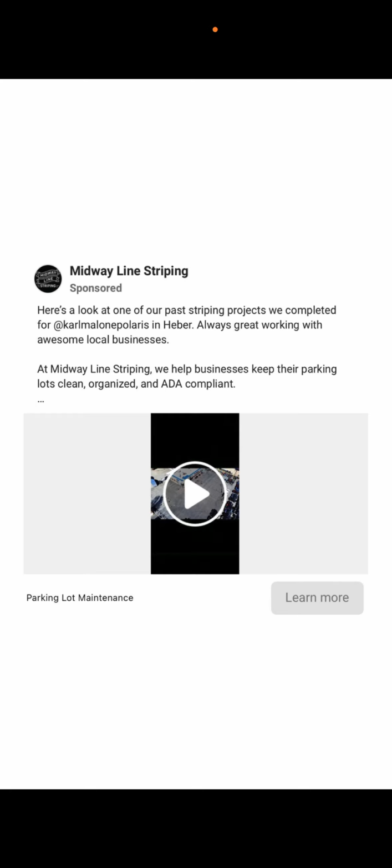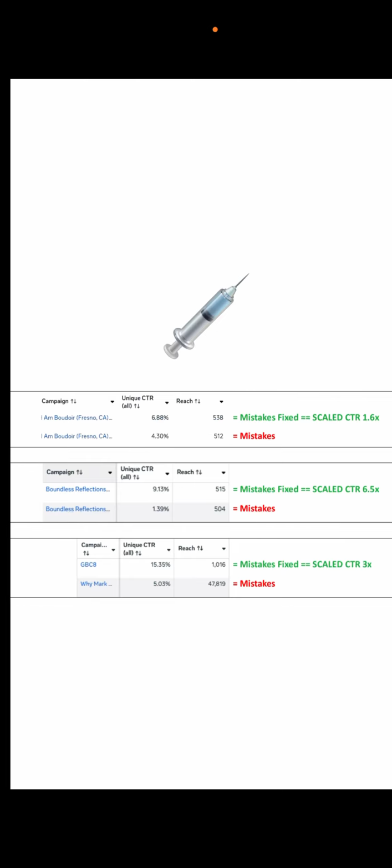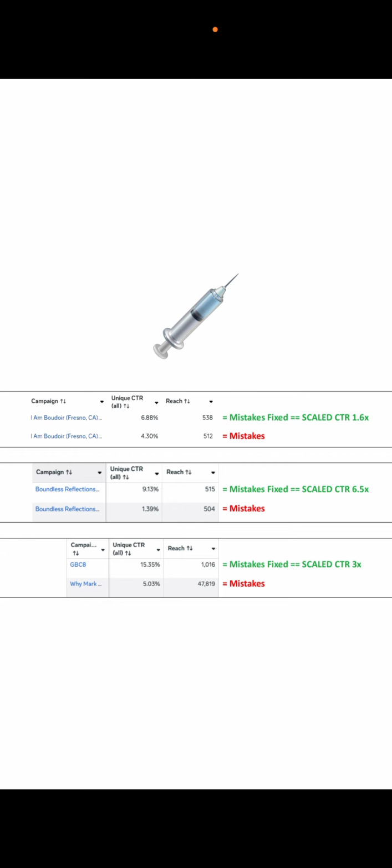All right, going to point out a few things here that are slowing down y'all's Facebook ad results. But first, some proof of other ads I've fixed up and how much their metrics have improved.